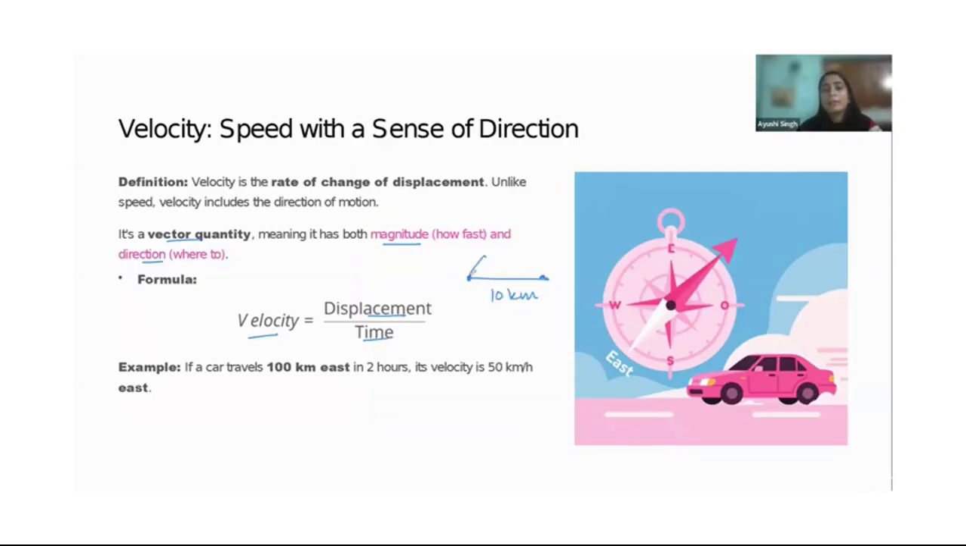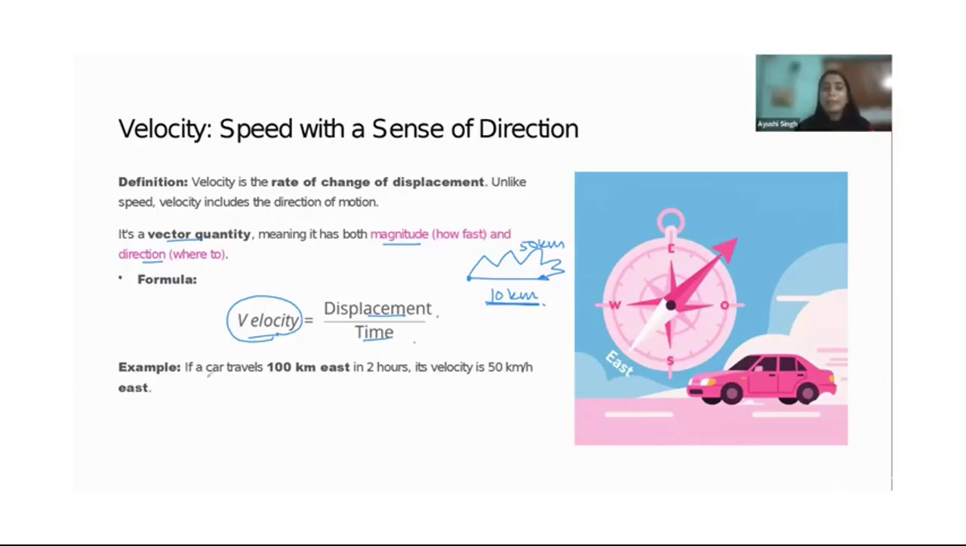And they have given you how they can go also. And this is 50 kilometers. Okay, and they asked you to calculate velocity. Go with the shortest distance because velocity is displacement upon time, and not distance upon time.